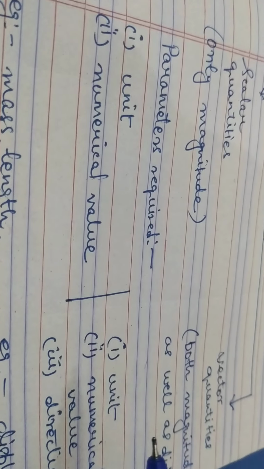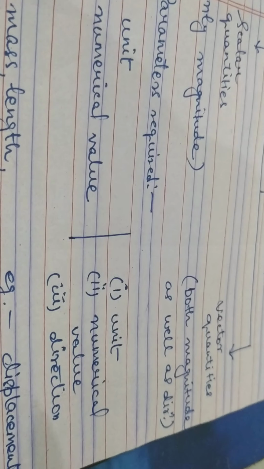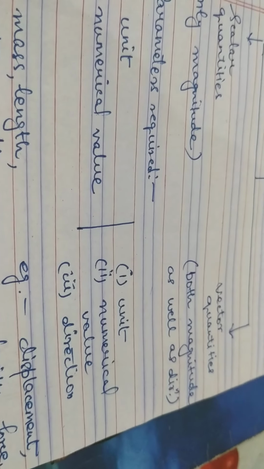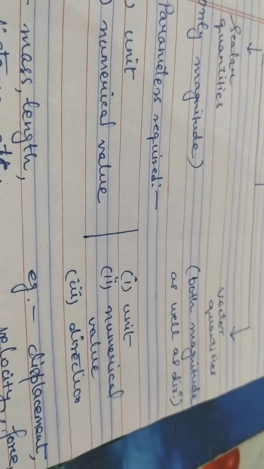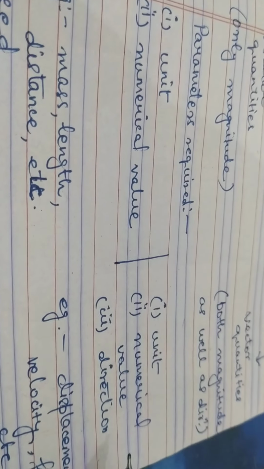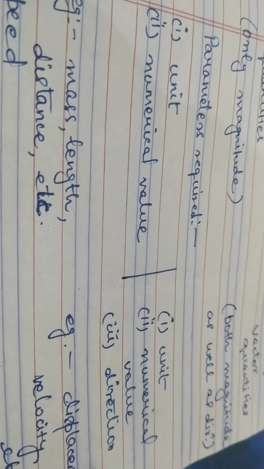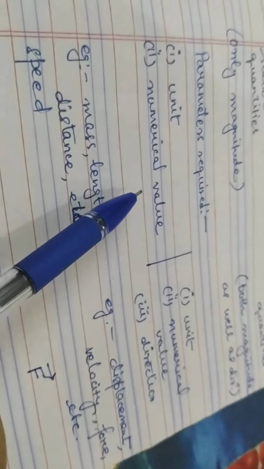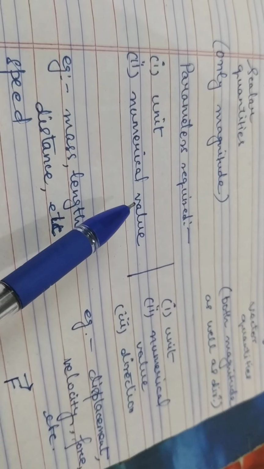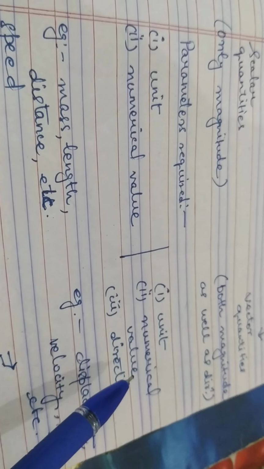So these are the two parameters which are required to represent scalar quantities. Then we have another set of parameters for vector quantities. The unit and numerical value we obviously require, but in case of vector quantities, to represent them we require the direction as well. So there are two things required for expressing scalar quantities: unit and numerical value. But for vector quantities there are three things: unit, numerical value as well as direction, right?